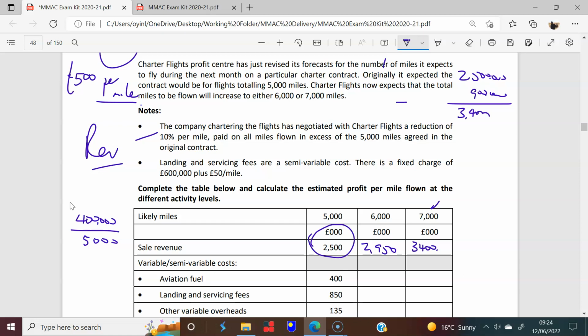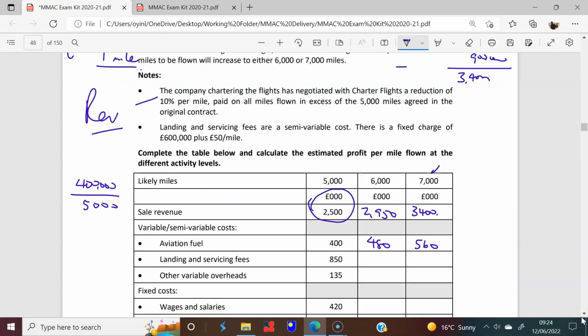So for 6,000 miles, we're talking about 480,000. And then for 7,000 miles, we're talking about 560,000. And then let's do the other variables, because we know this is also purely variable. So I have 135,000 divided by 5,000. It's 27. So 27, multiply that across by the 6,000. That's 162. Take that same 27, multiply that by the 7,000. That's 189.